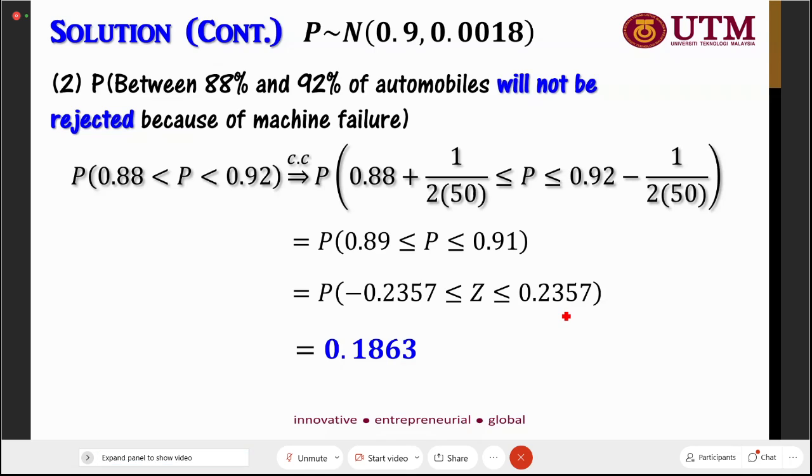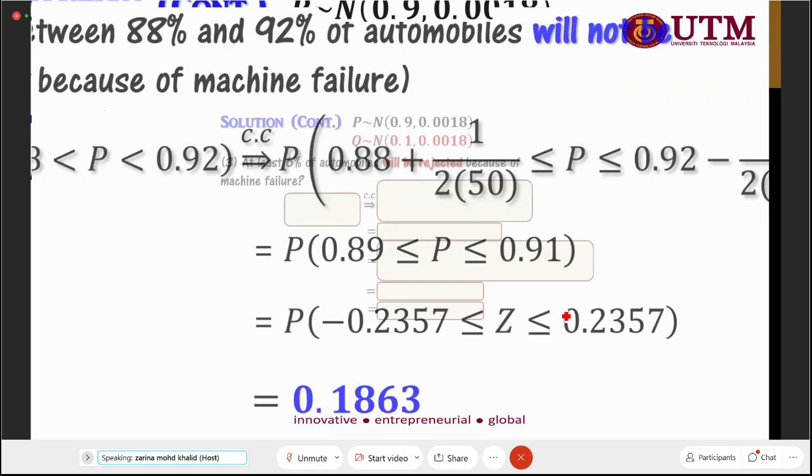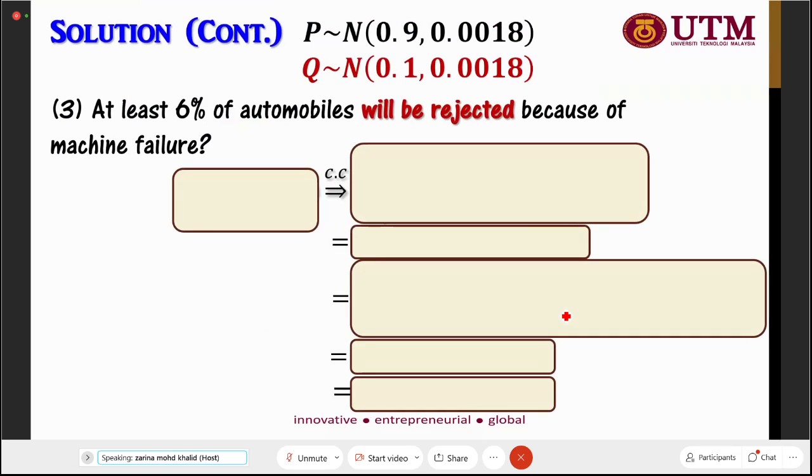Now you want to find the probability that at least 6% of automobiles will be rejected because of machine failure. What is the probability for that? So you cannot use P anymore. You cannot use the distribution for P because P is for those which will not be rejected. So you have to use Q. Q is the complement of P.